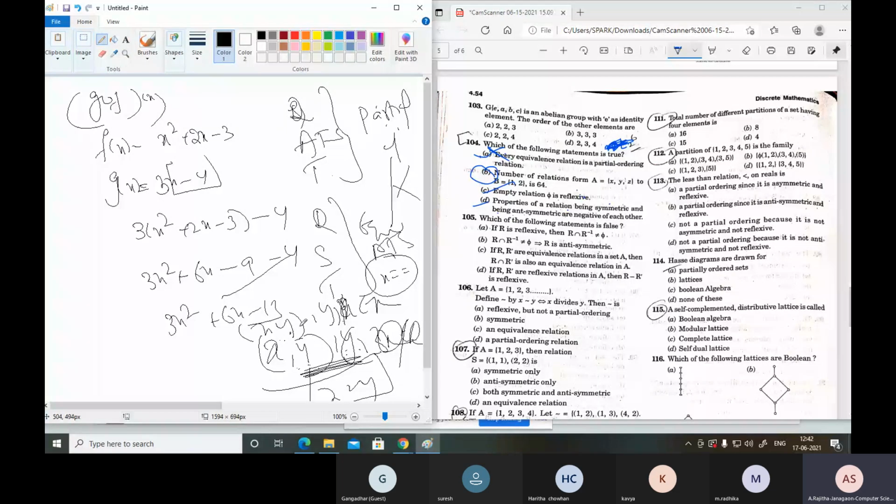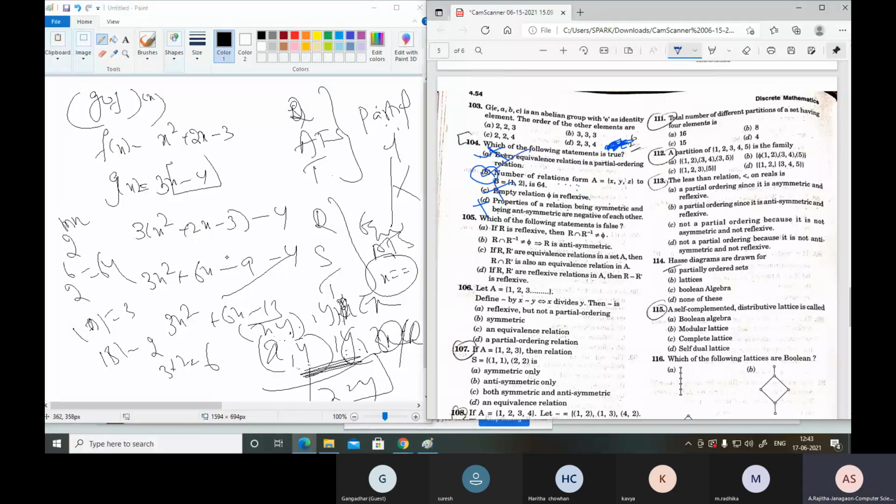are false. And now here suppose you can observe this one is, that means cardinality of A equal to 3, cardinality of B equal to 2, 3 into 2 equal to 6. So any relations form cheyochu 2 to the power of m into n, that means here 2 to the power of 6 means 64. So this is correct.